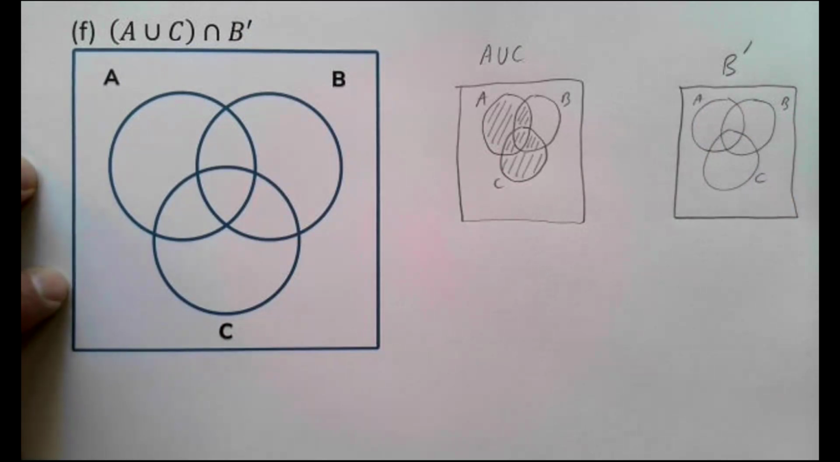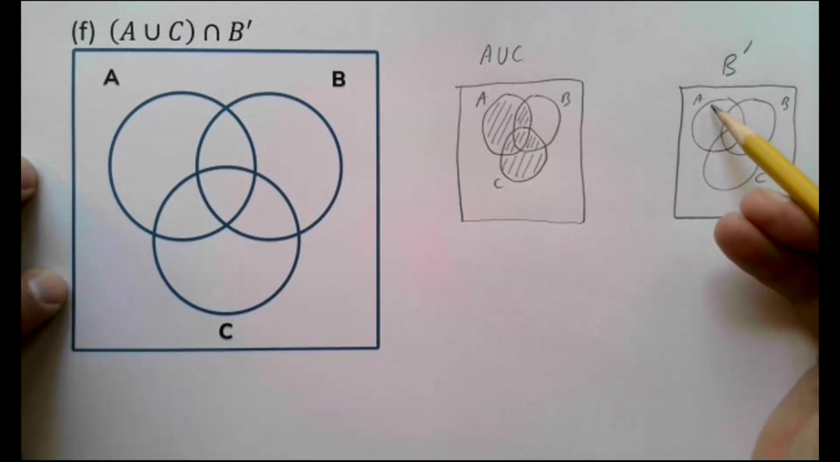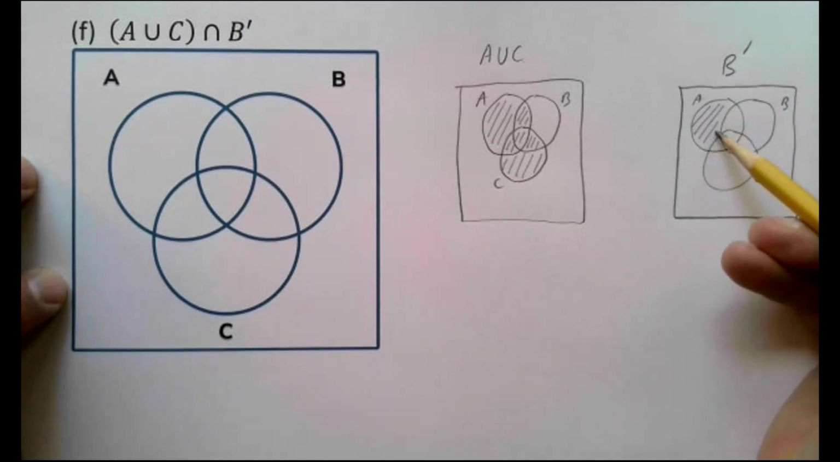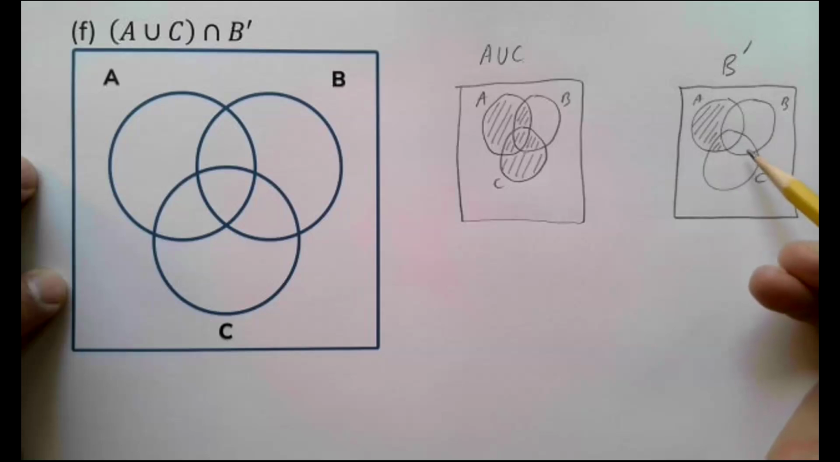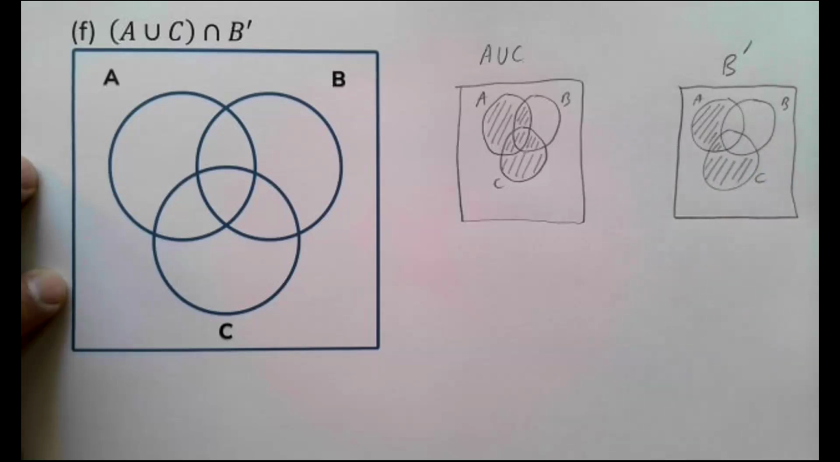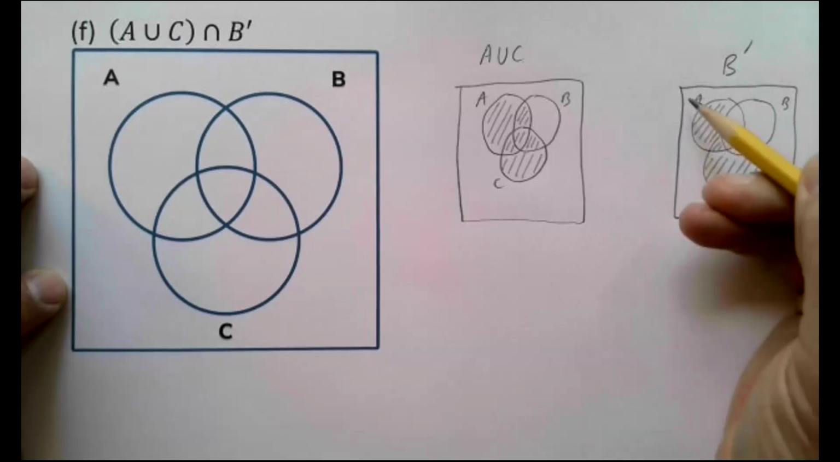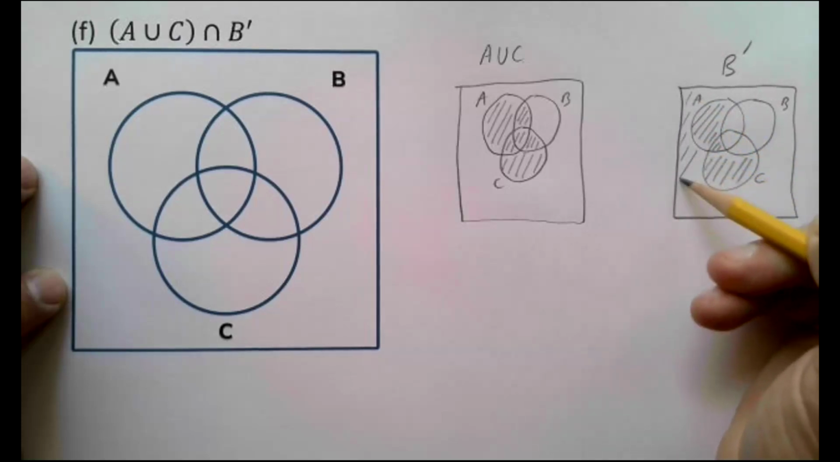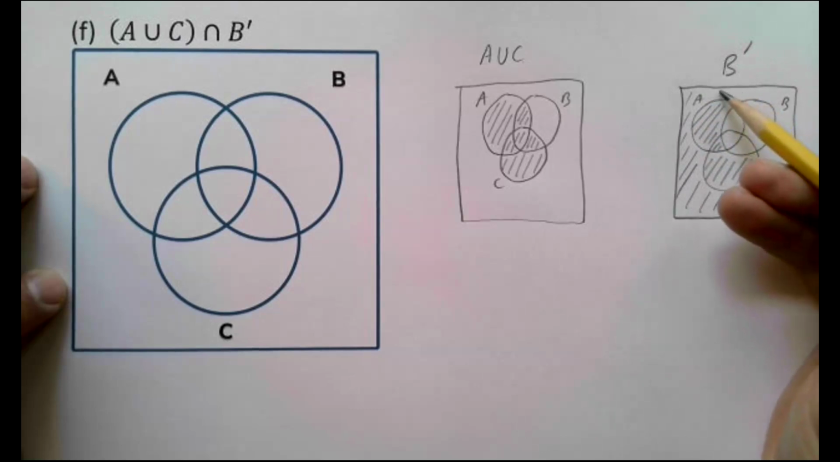B complement means the opposite of the B circle. That means everything not in the B circle. So don't shade the B circle, but shade everything not in the B circle. Like this stuff is not in the B circle. I'm not shading the B circle, but I am shading everything else. And that means I also have to shade the outside part here.